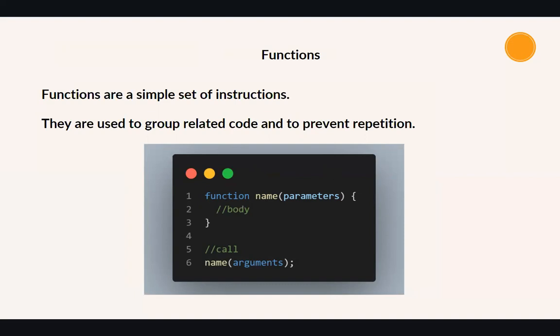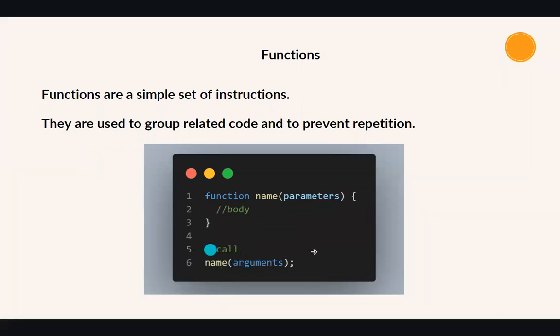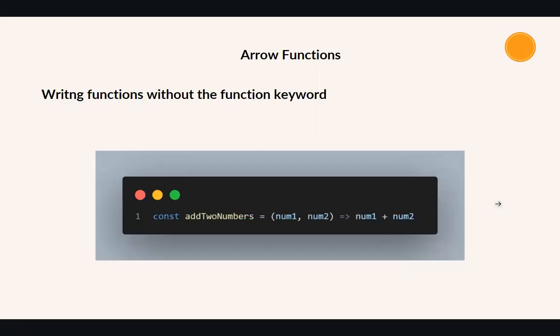Okay, thank you. We also spoke about functions. We said sometimes we can group related code so that we can use it over and over without having to repeat ourselves. And the way we do that is we can use functions. So we said functions are a simple set of instructions. The way we write functions is first you have the function keyword, then the name you want to give to your function, and you can pass in any parameters that you want. And if you want to use the function, you use the name of the function, then whichever arguments you want to pass into it.